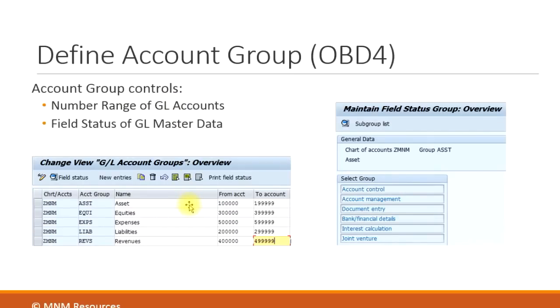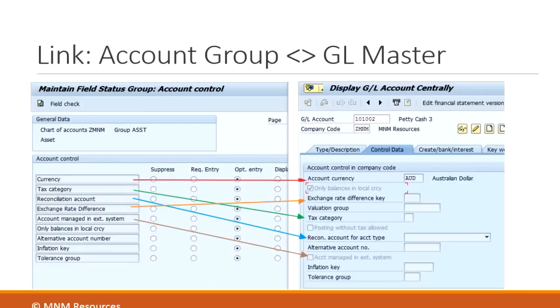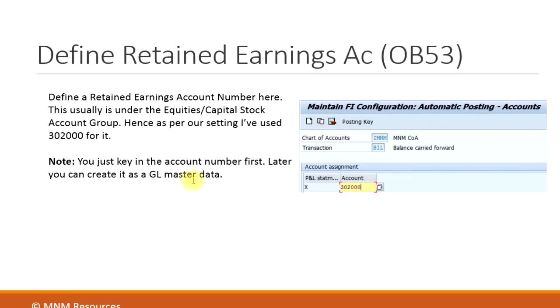defining the account groups, what are the account group controls, the number range, and the field status of the GL master data. And we saw the field status group of the account groups and how it's affecting the GL master data and where they are linking up, and which fields will be displayed or optional or required or hidden. And we also saw that we need to define the retained earnings account.